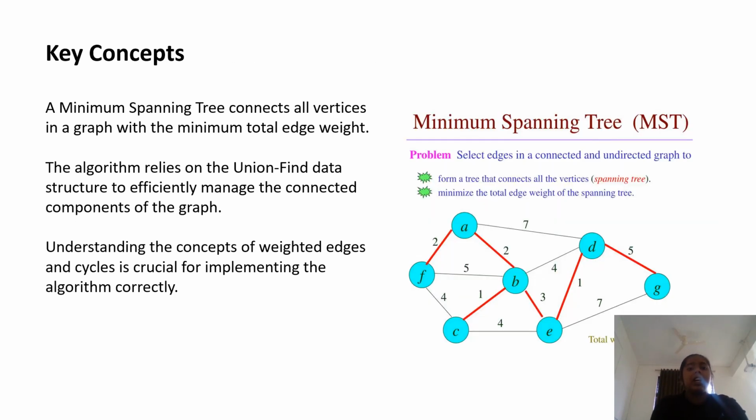Key concept. The minimum spanning tree contains all vertices in a graph with the minimum total edge weight. The algorithm relies on the union find data structure to efficiently manage the connected components of the graph. Understanding the concept of weighted edges and cycles is crucial for implementing the algorithm correctly.